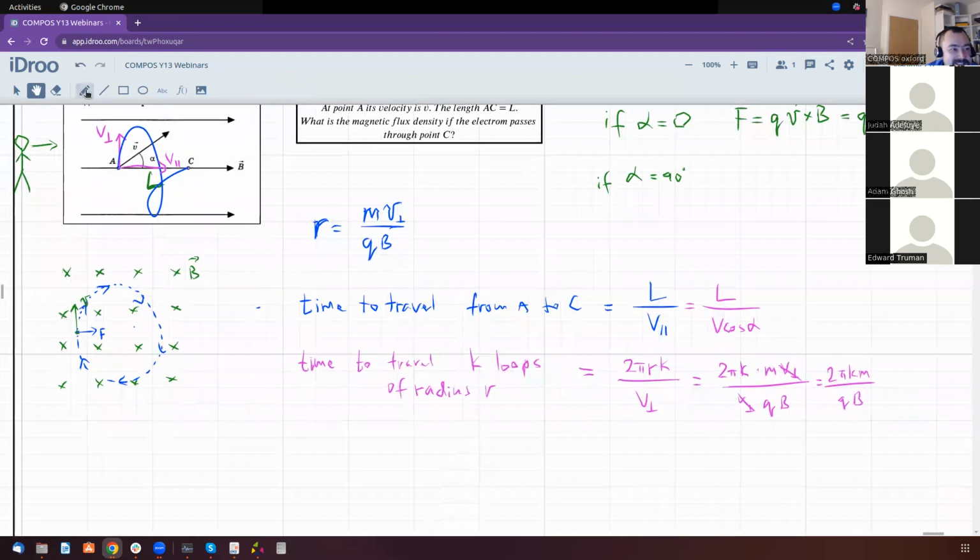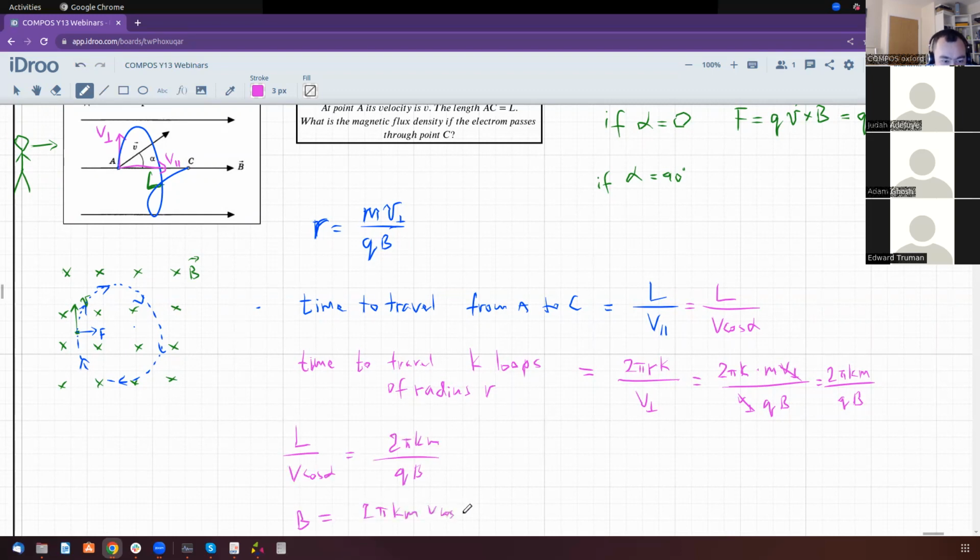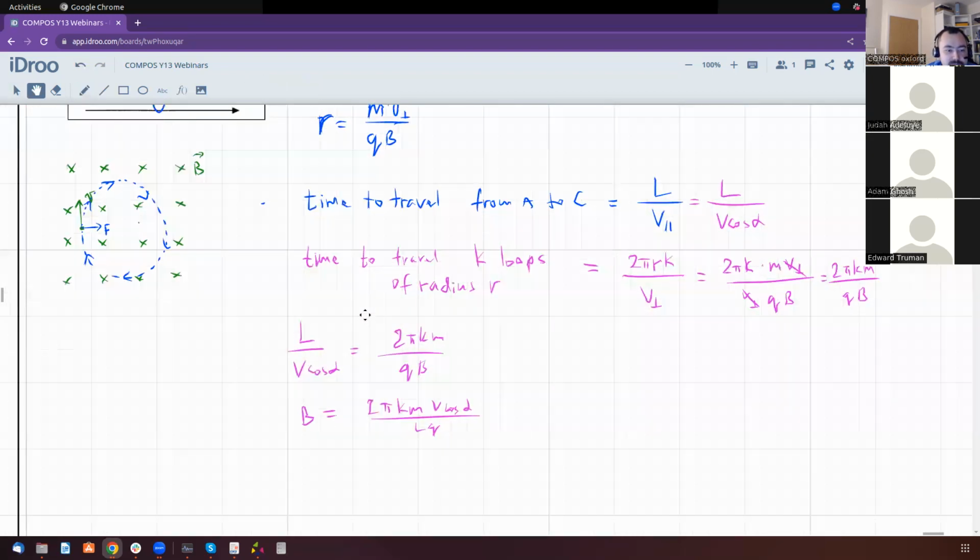And then these times are equal. So L divided by v cos alpha is equal to 2 pi k m divided by qB. And what are we looking for? Oh, we're looking for B. So B is equal to 2 pi k m v cos alpha divided by LQ.